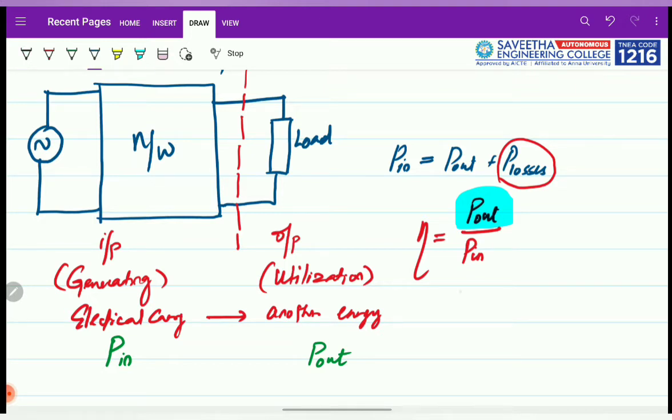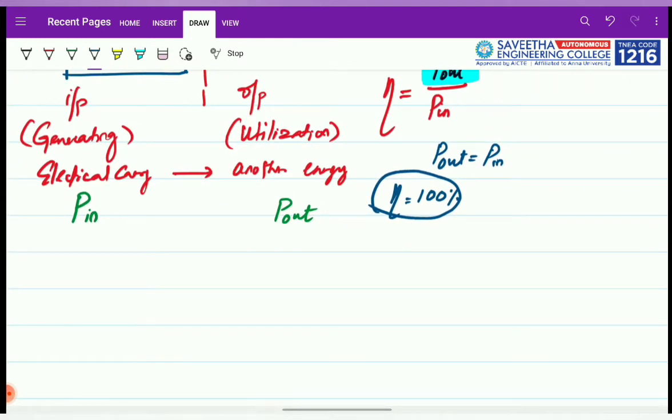In case I have my P out equal to P in, my efficiency would become 1, or in terms of percentage it is 100%. Theoretically we can say that we have 100% efficiency, but practically we will not, because the efficiency cannot be 100%. The reason is we will have some losses. So in case we reduce the losses, we will have the maximum efficiency.